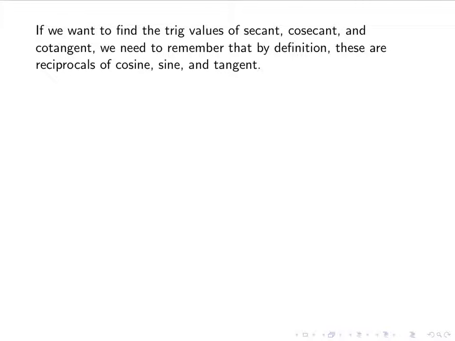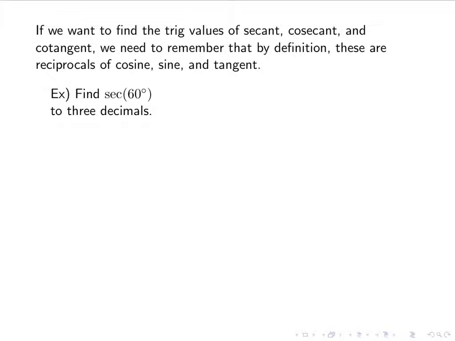The trickier ones are when we want trig values of secant, cosecant, and cotangent. Those are not on your calculator, and that's because they're just reciprocals of cosine, sine, and tangent, so they're not going to bother making the calculator bigger to have those 3 more buttons when they're just reciprocals.